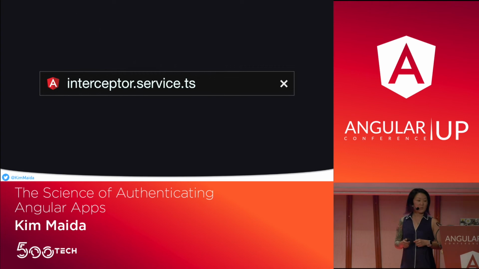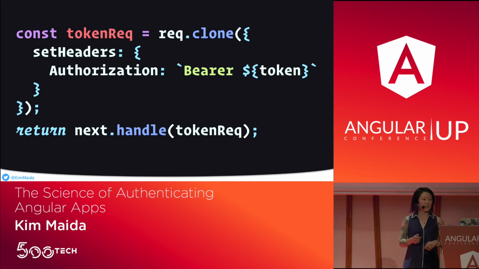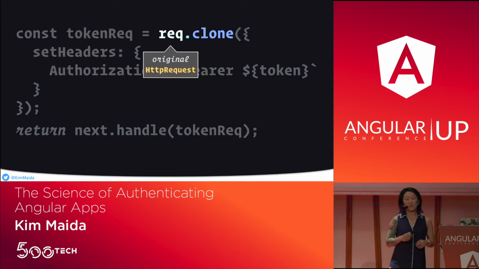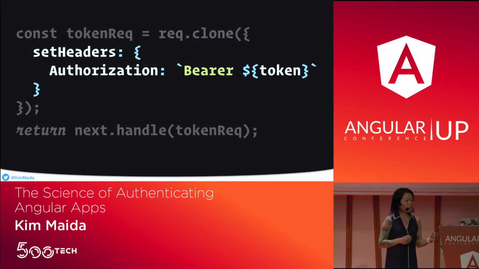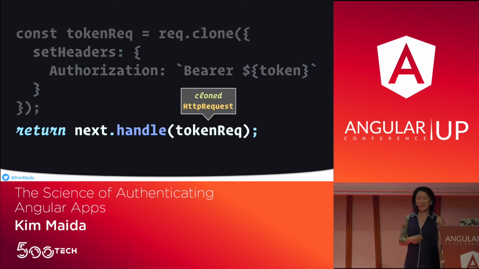Now, our interceptor service might have something in it that looks like this. After the necessary setup, there's an intercept function, and inside that intercept function, we can do things like clone the HTTP request that's coming in. Then we can set our authorization header with the value of our token. And then we can send the cloned request on with that header attached.